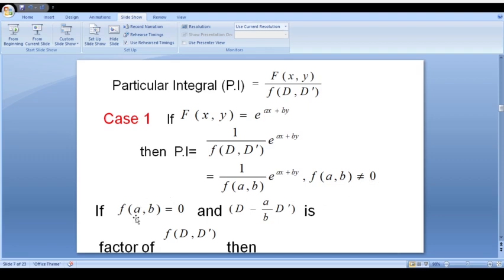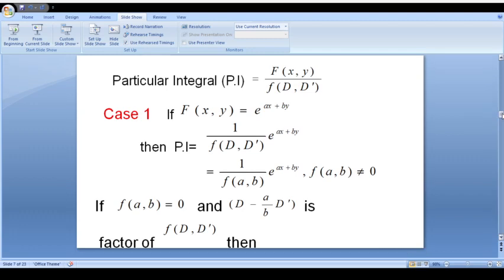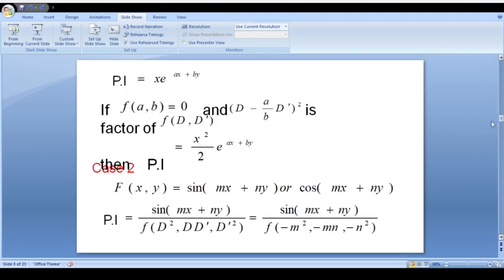Now sometimes you will get f(a, b) equal to 0. In that case, D minus (a by b) D' is a factor of this equation, and therefore we write the particular integral as x into e raised to ax plus by. So when f(a, b) is equal to 0, the particular integral is x into e raised to ax plus by.